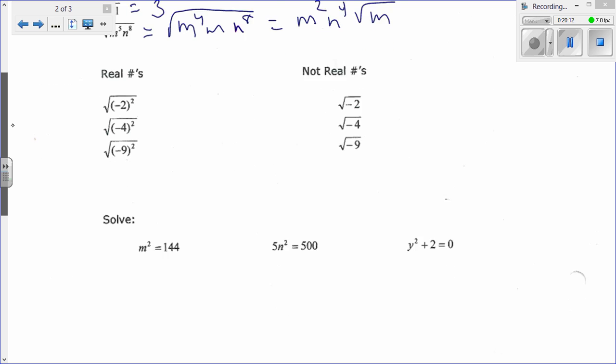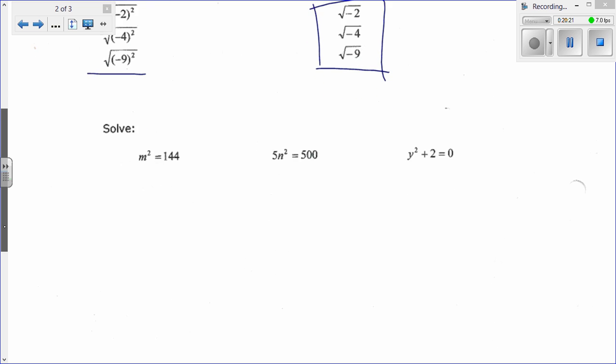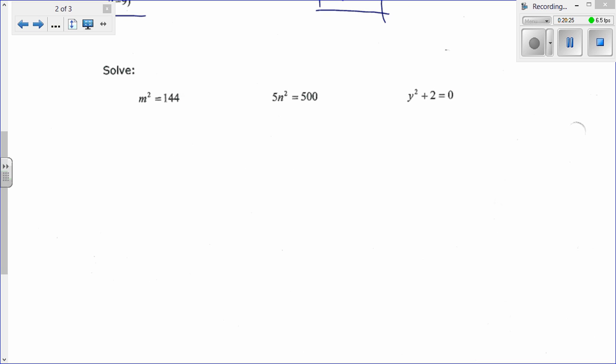There we go. Now, here's some example of real numbers and not real numbers. I cannot take the square root of a negative number. That we need to know to solve these little equations.